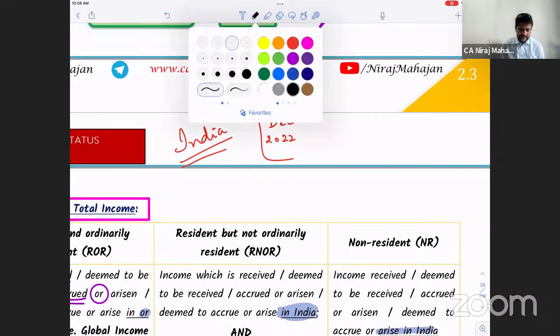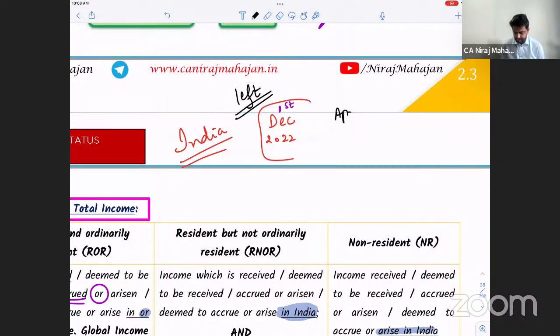How many days was he in India? From April to November. Correct? From April to November. 6 months is what? September, October, and November. Okay, so 180 plus 60. Clear, all of you? Around 240 days.